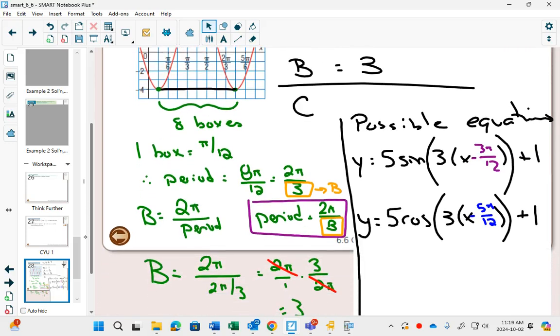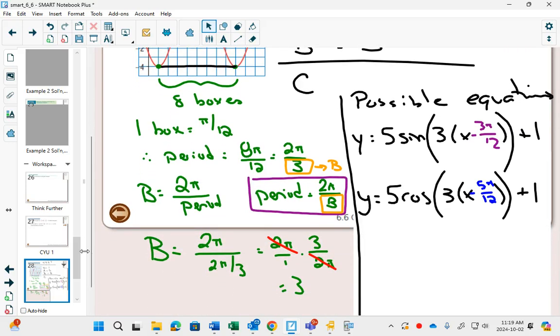That finds my period. It doesn't solve for my B value. We have 2 formulas. We have period is 2 pi over B, and we have B is 2 pi over the period. Now normally if you're solving for the B value, you would use this formula, that B is 2 pi over the period, plug in your period, which we know is 2 pi over 3, fraction divided by fraction, multiply by the reciprocal, simplify, and you get 3.